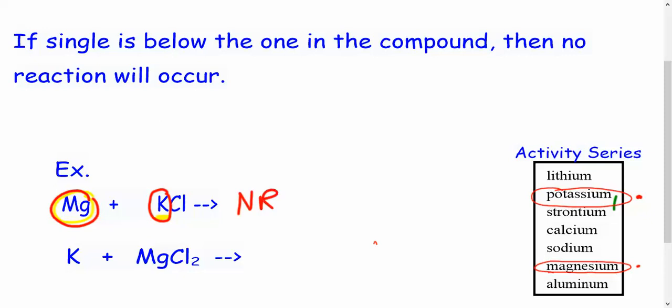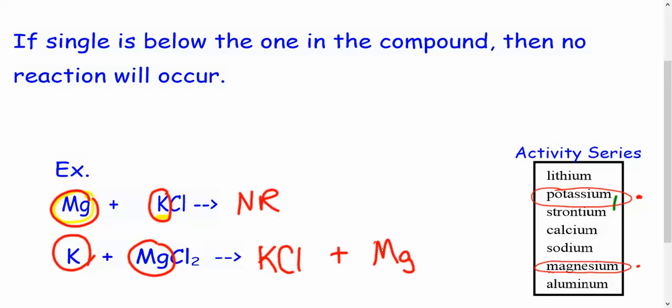You put no reaction. In this case, the reverse of that, magnesium is above potassium, more active, therefore magnesium will end up in the compound. So go ahead and predict the products, cross over your charges. Potassium and chlorine both are 1, so KCl. Magnesium by itself is not diatomic, so you just leave it like that.